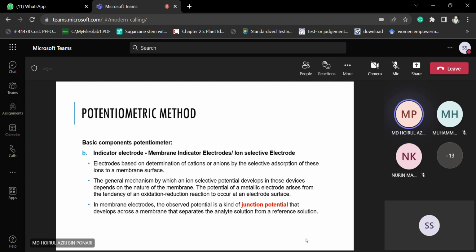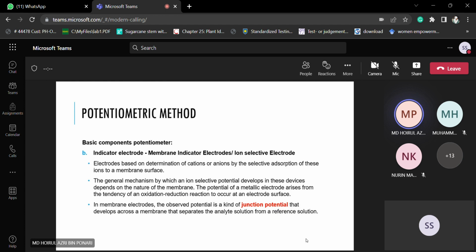Okay. The general mechanisms by which an ion selective potential develops in this device depend on the nature of the membranes. The potential of a metallic electrode arises from the tendency of an oxidation reaction to occur at an electrode surface. Okay.